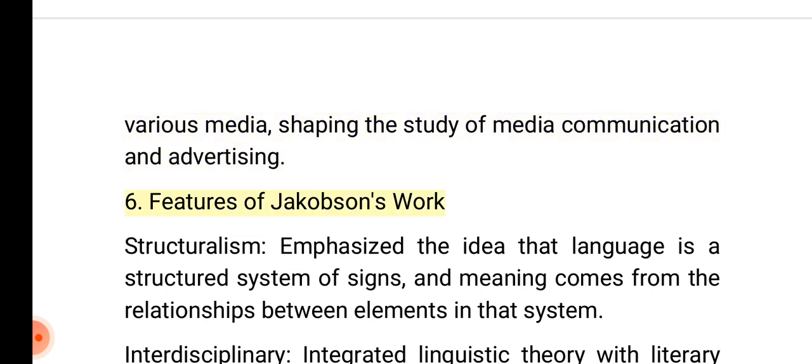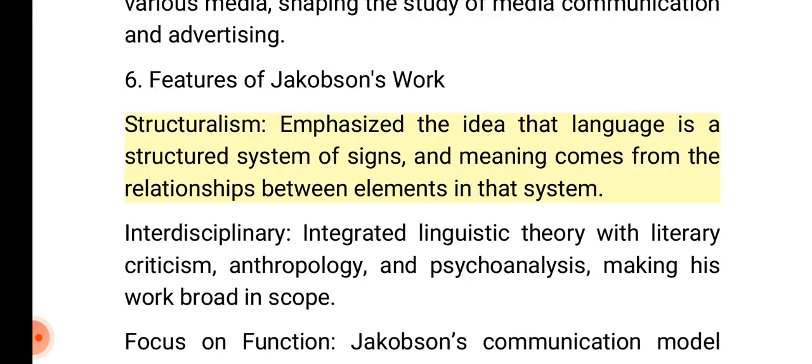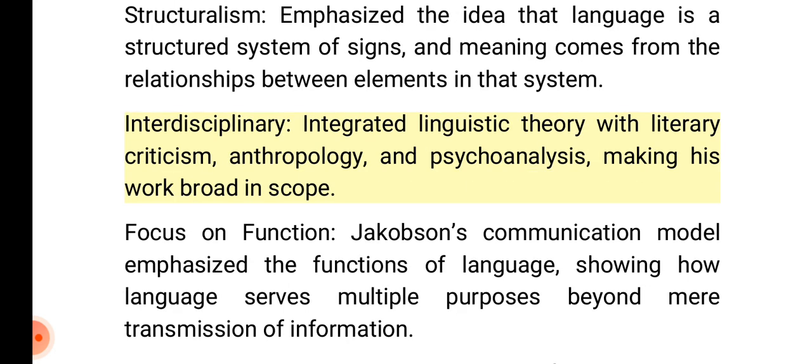6. Features of Jakobson's work. Structuralism emphasized the idea that language is a structured system of signs, and meaning comes from the relationships between elements in that system. Interdisciplinary: he integrated linguistic theory with literary criticism, anthropology, and psychoanalysis, making his work broad in scope.